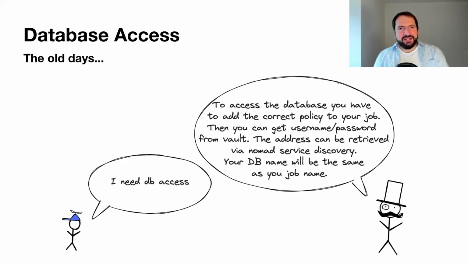So I need database access. Let's ask ops or the platform team, how do I connect to the database? And they will tell me, that's super simple. You just need to add your job-related Vault policy to your job. Then you can retrieve the username and password from Vault. The address for the database cluster itself, you can get via service discovery. And your database name will be something like your job name.